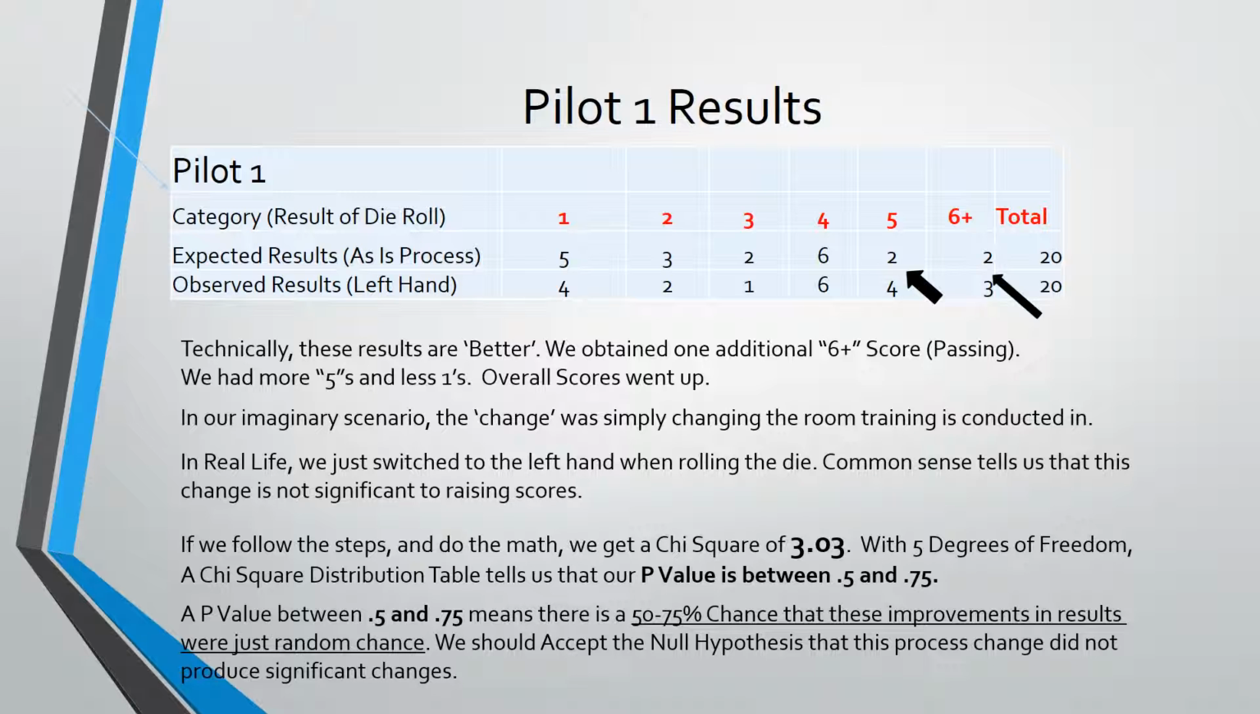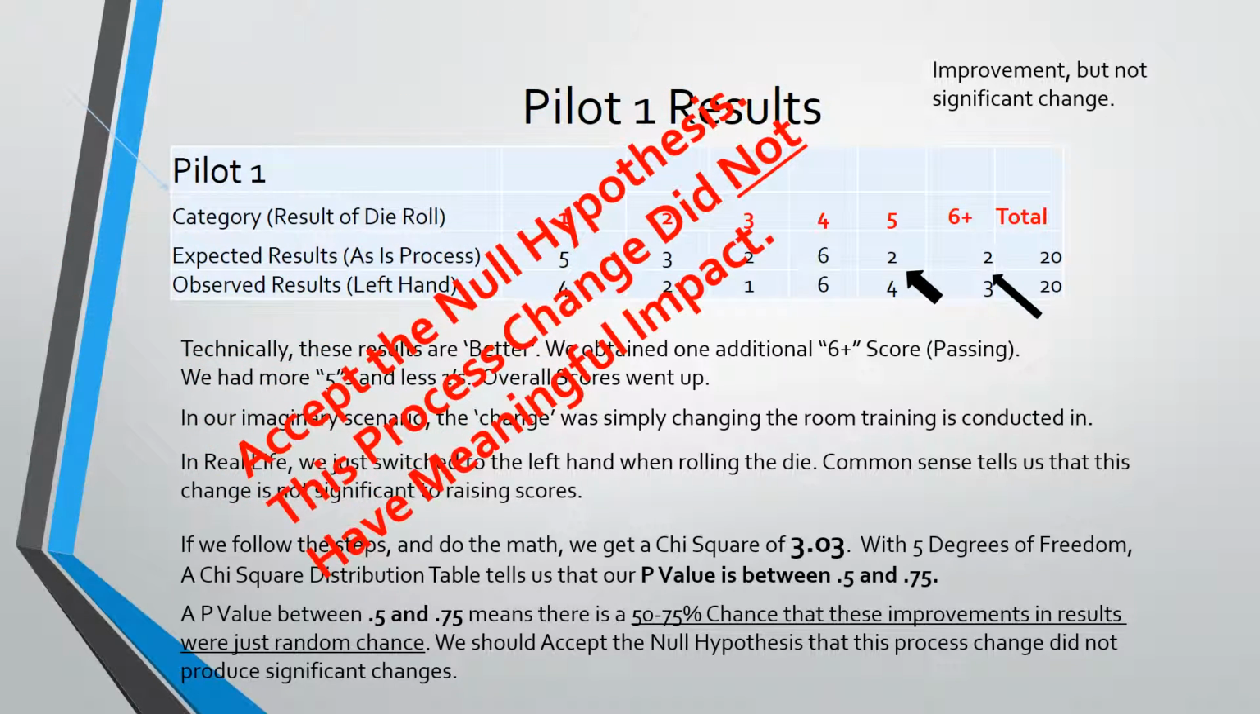So it's telling us we should accept the null hypothesis that this process change did not produce significant changes. Although the scores are better, it's not statistically significant. So we should accept the null hypothesis. This process change did not have meaningful impact. And common sense says, you and I know, changing from the right hand to the left hand, that should not give us anything significantly different.